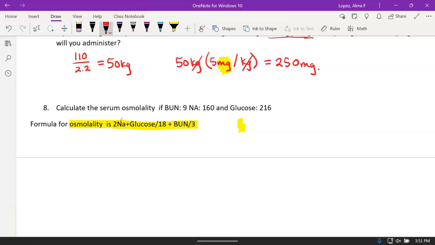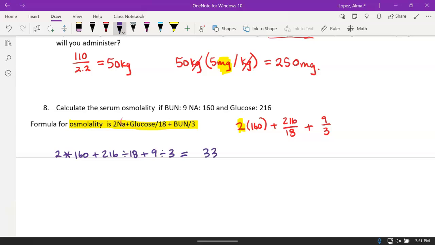Now I'm thinking, is that potassium or sodium? I think that's potassium. I don't know. 2 times 160. Let's see, the glucose is 216 divided by 18 plus the BUN count divided by 3. I'm going to write underneath here how you would type that into your calculator. 2 times 160 plus 216 divided by 18 plus 9 divided by 3, and then hit equals. And on this one, we're going to end up with a 335.